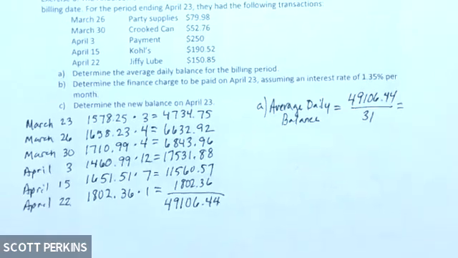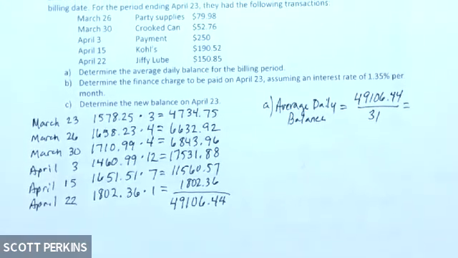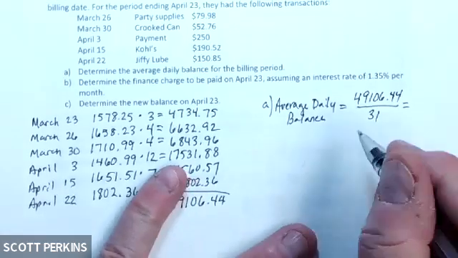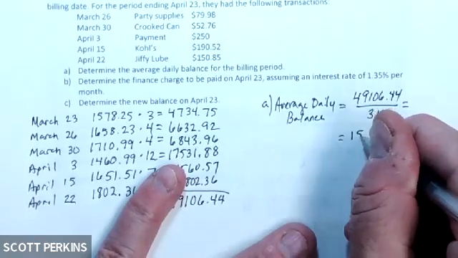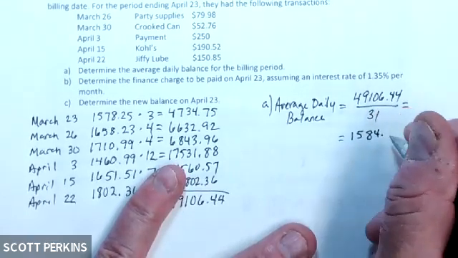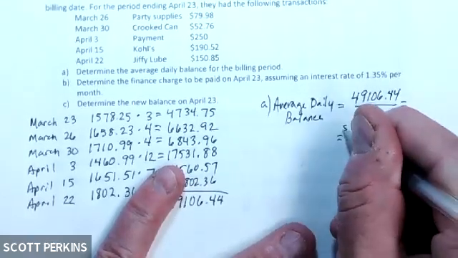So that's a good sign. You're a pretty interactive bunch. So that gives me a total for all the days in this billing cycle of 49,106.44. I'm going to divide that by 31 because there's 31 days in March. And that gives me an average daily balance of $1,584.08.